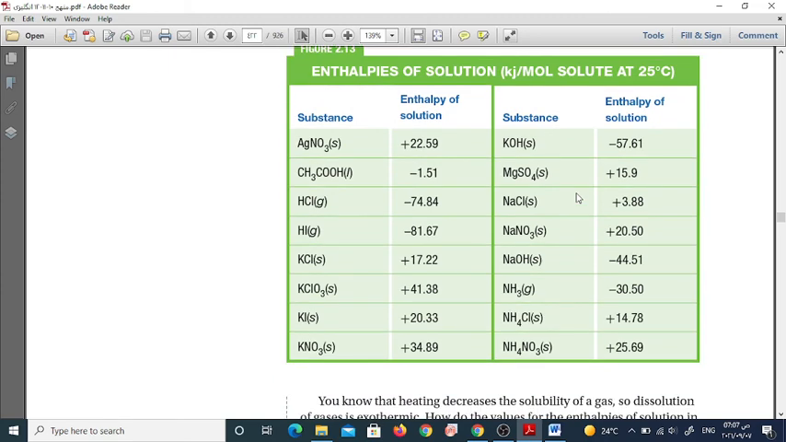Here you have some examples of exothermic and endothermic solutions. Actually, dissolving AgNO3 is endothermic, because positive signs denote the endothermic process. However, in the case of KOH and NaOH, they are all exothermic. When we put NaOH or KOH in a beaker, we will feel some hotness, because they are exothermic.